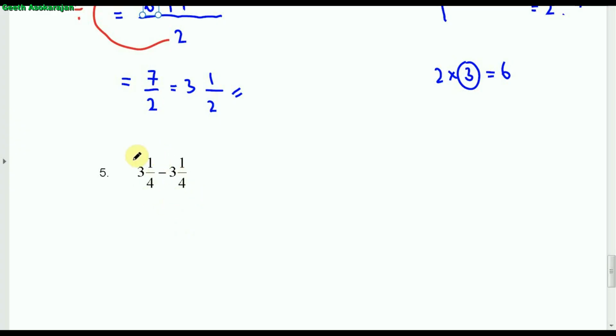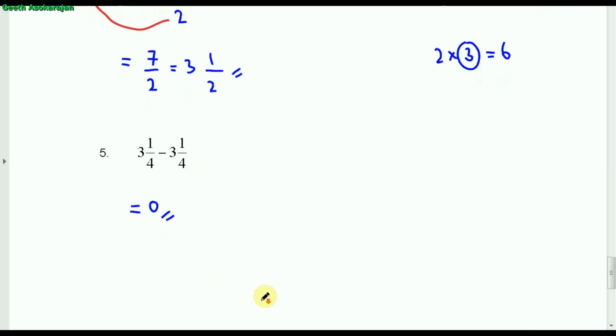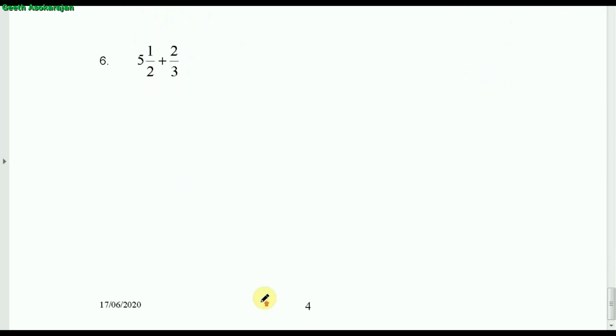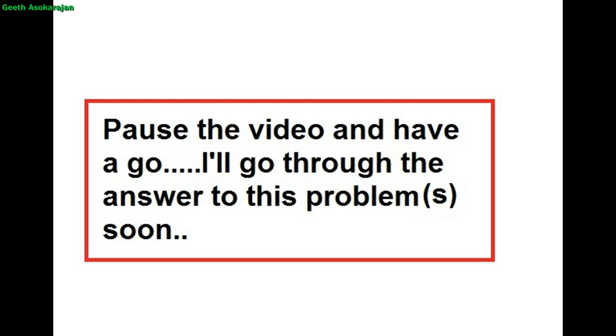Now, number 5. 3 1/4 minus 3 1/4. So they're both the same. 3 1/4 minus 3 1/4, 0. So if you subtract two numbers which are the same, you're going to get 0. Now the last one, last but not least, number 6. Try number 6. I'll give you a few moments and I'll go through the solution very soon.